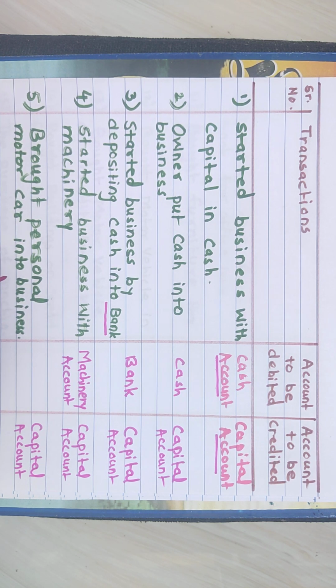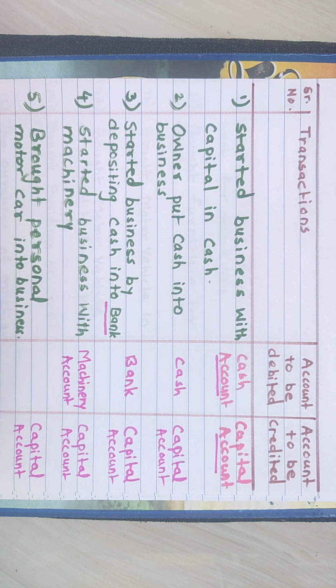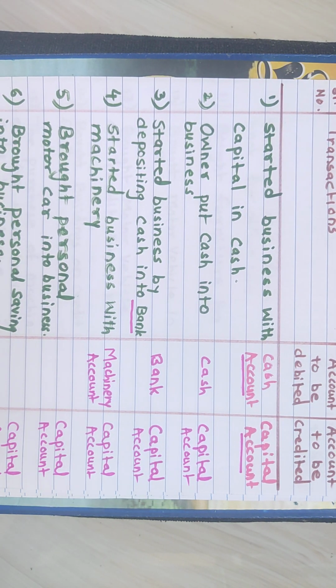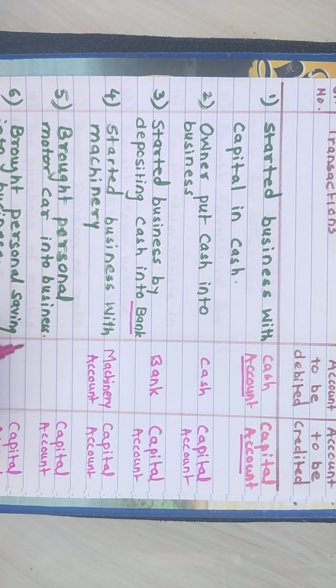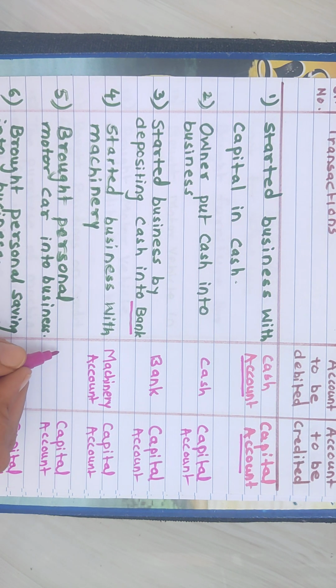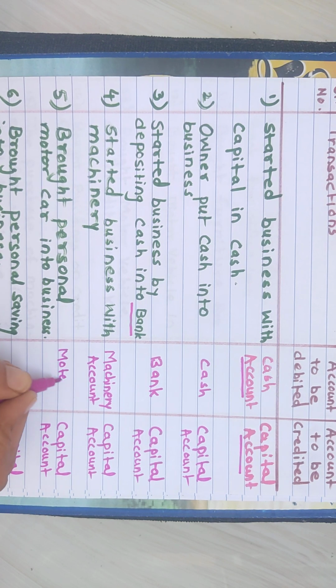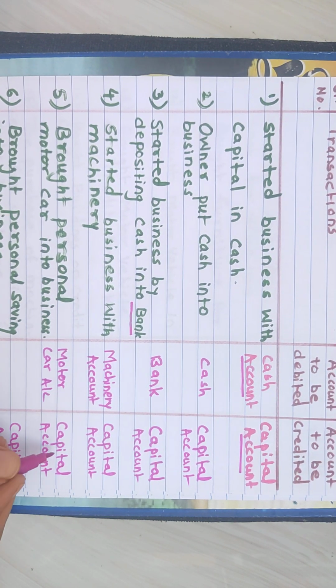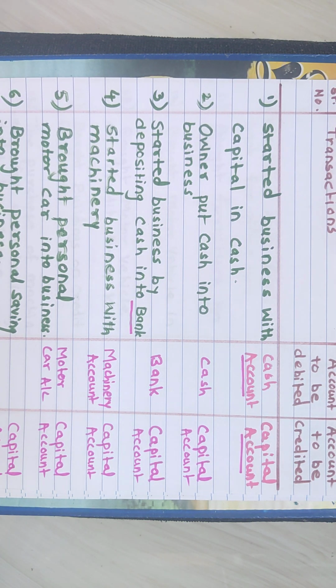Next is brought personal motor car into the business. See, whatever is given in the transaction, whether it is a personal motor car, or whether the proprietor sold some personal property and invested cash into the business, you have to see what comes into the business. So here, brought personal motor car. So what comes into the business? Motor car. So motor car account will be debited and capital account is credited.